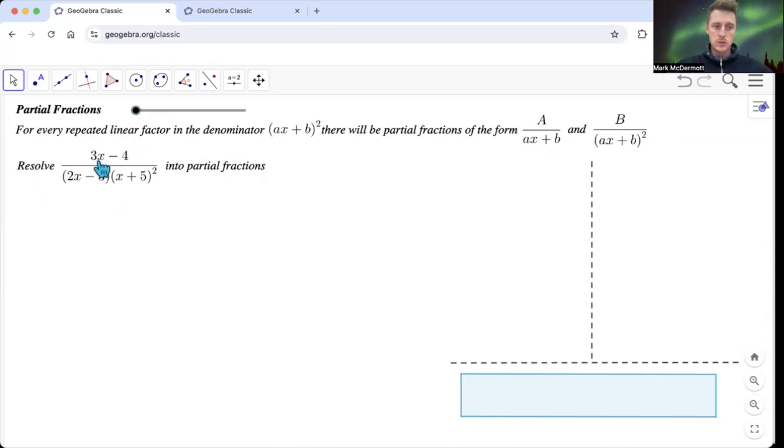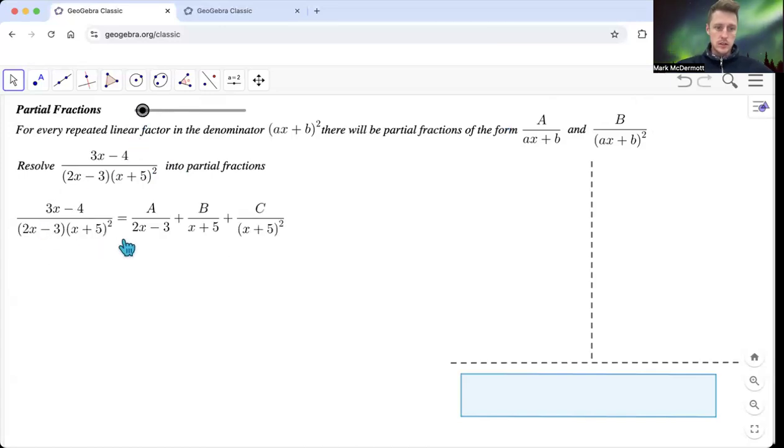So it says resolve this, (3x - 4) over (2x - 3) multiplied by (x + 5) all squared, into partial fractions. So the first thing we want to realize is that we've got a repeated root in the denominator. So we're going to need both of these plus an extra partial fraction for this linear factor here. So we're going to get something like this: A on (2x - 3) plus B on (x + 5), which is this part, and C on (x + 5) squared. Okay, and so that's how we need to set up our partial fraction equivalence.